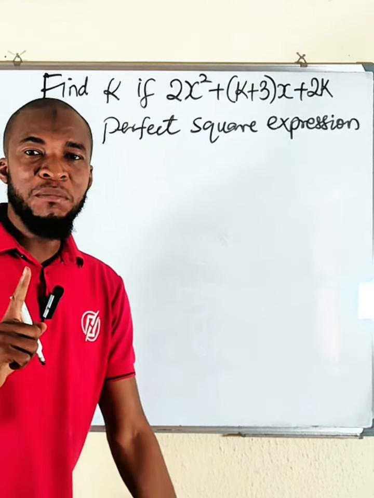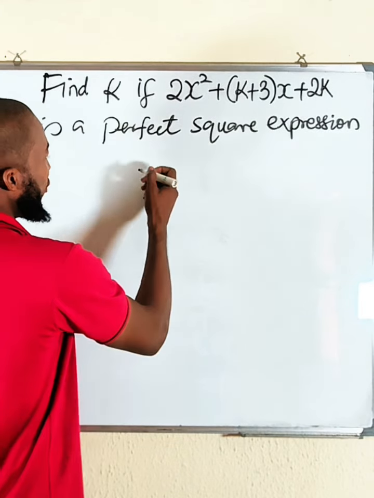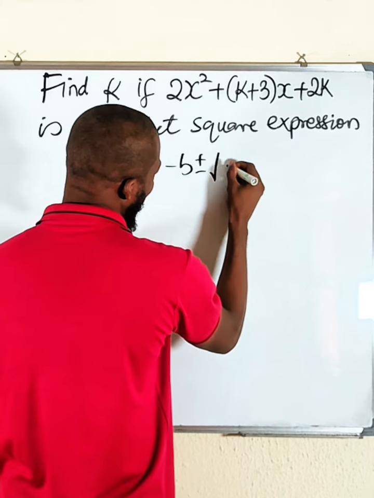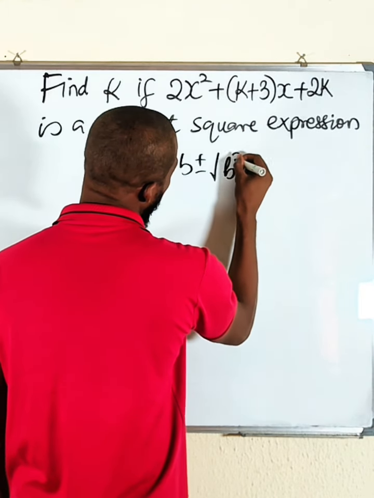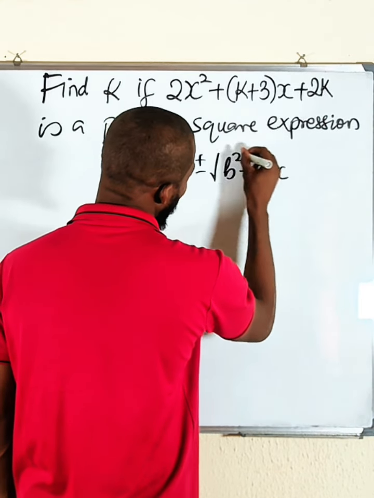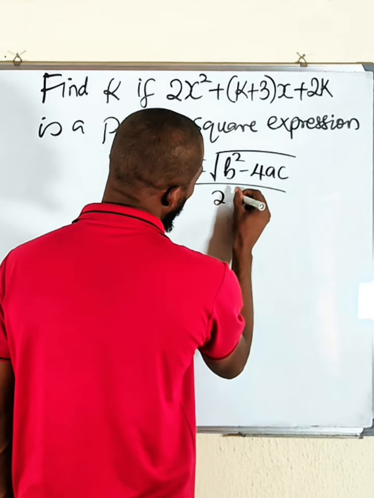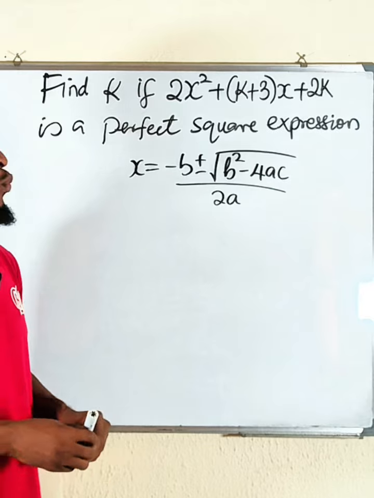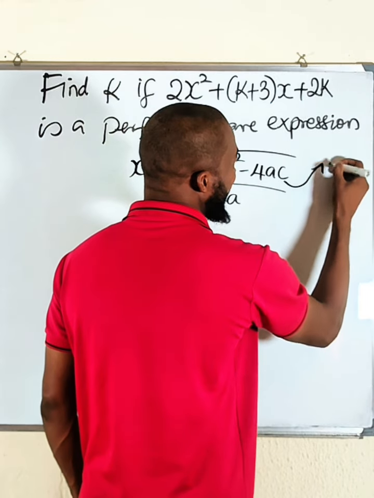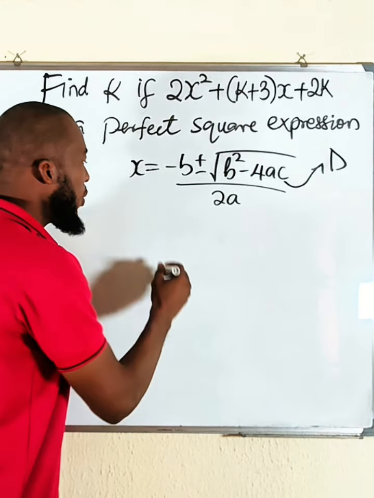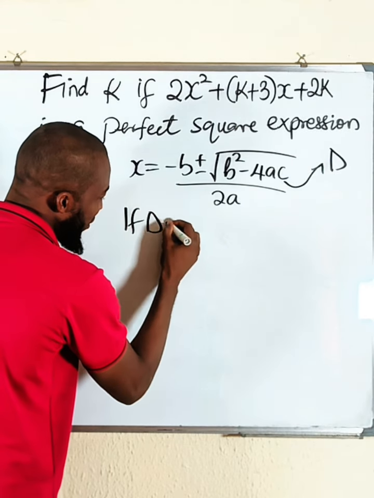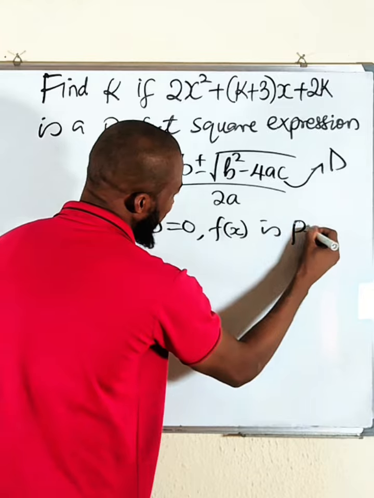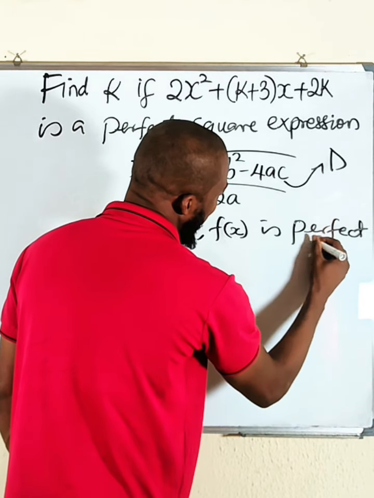One thing you should always remember is the formula for solving quadratic equation, which states that x is equal to minus b plus or minus the square root of b squared minus 4 times a times c, divided by 2a. So what you are seeing under the square root is b squared minus 4ac, which we call the discriminant D. So if that discriminant D is equal to 0, then the function is a perfect square.